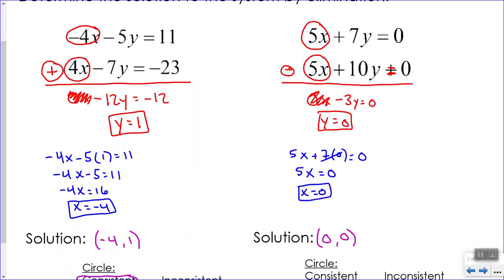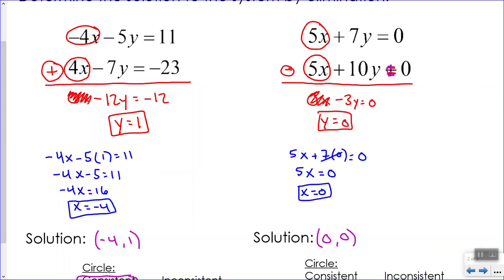Alright, so if you look at this system, again we have two coefficients that are very close. In fact, in this case, they're actually equal. So instead of adding, because that's not going to get rid of a term, I'm actually going to subtract here, because I know that 5x minus 5x will give me 0. This was supposed to be an equal sign here, not a plus sign, so just make sure we have that change. When I subtract, 7y minus 10y is negative 3y. 0 minus 0 is still 0, so we end up with a y value of 0.